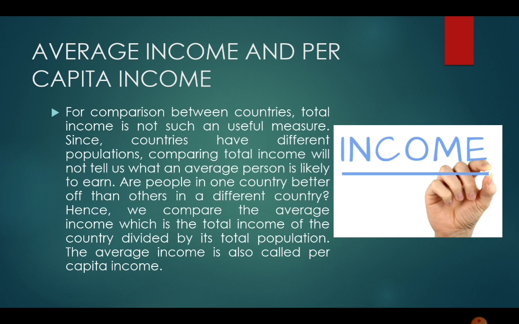So for this we have to take the country's total income, which every person earns, upon the total population of the country. The average income is also called per capita income. So this you need to learn: the average income is the per capita income. For calculating the average income of India, we need to take the total income that India has, divided by the total number of people in India. So we'll get the average income or per capita income. So we have seen the average income as well as the per capita income.